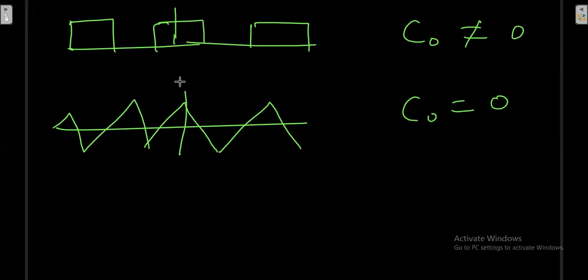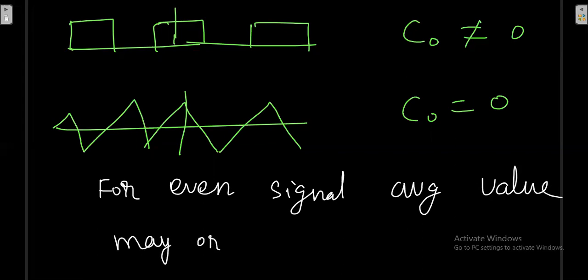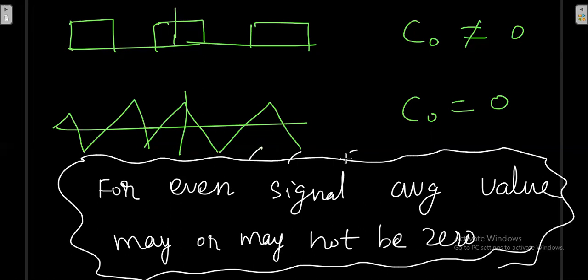So what is the important conclusion for an even signal? For an even signal, the average value may or may not be 0. It depends on the situation, it depends on the graphical representation. It may or may not.